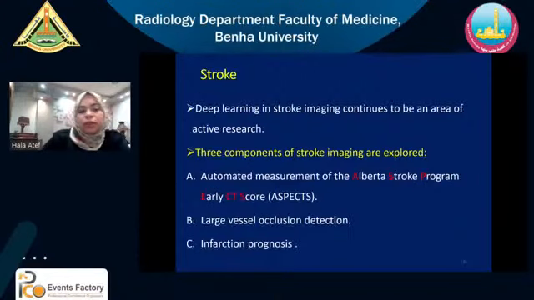In stroke, deep learning in stroke imaging continues to be an area of active research. 3 components of stroke imaging are explored. First, automated measurement of the Alberta Stroke Program Early CT Score, which is called ASPECTS, large vessel occlusion detection, and infarction prognosis.